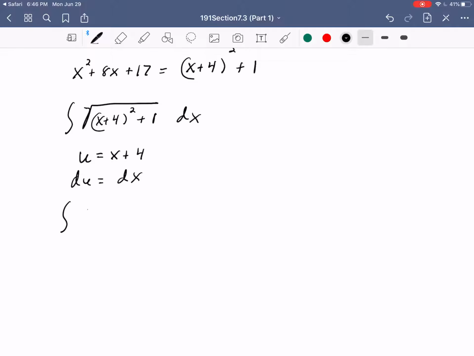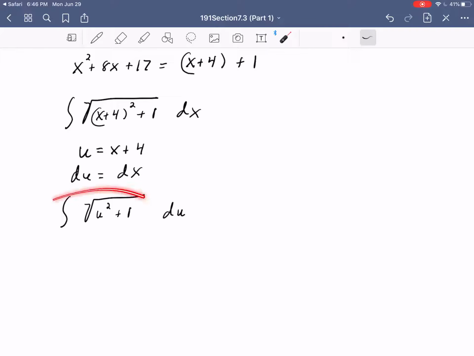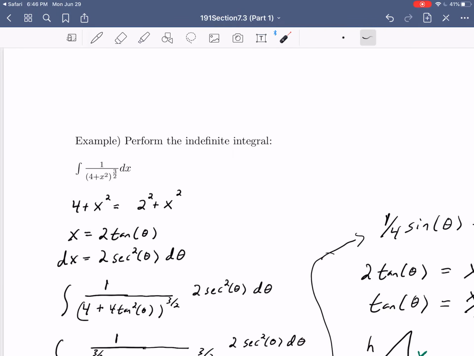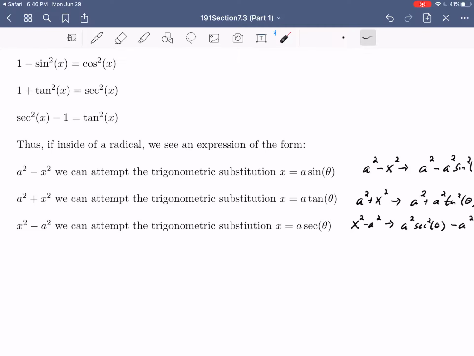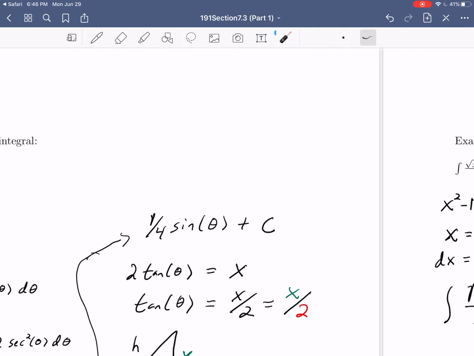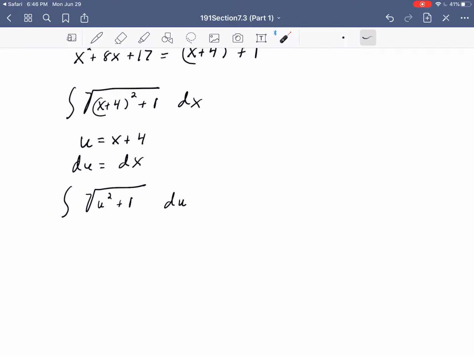And now we can view this as the square root of u squared plus 1 du. Now this is in a format that we're very comfortable with. If we go back to our summary, we have something squared plus 1, so we would use this. We want to use our tangent substitution. So let's go ahead and do that.